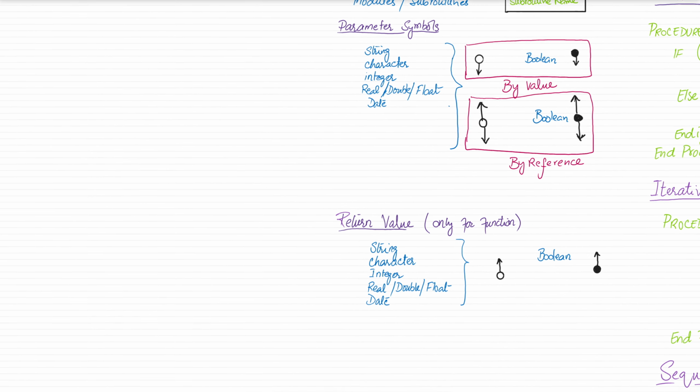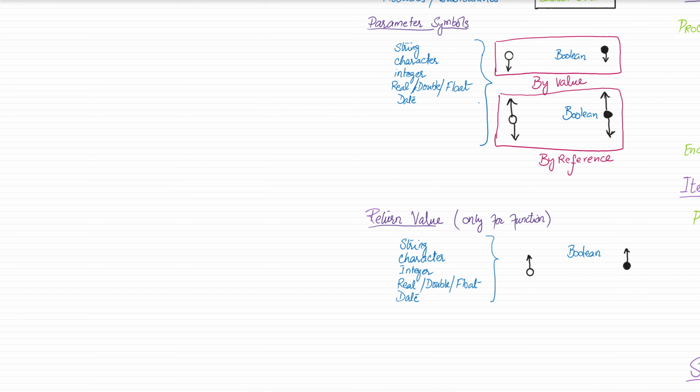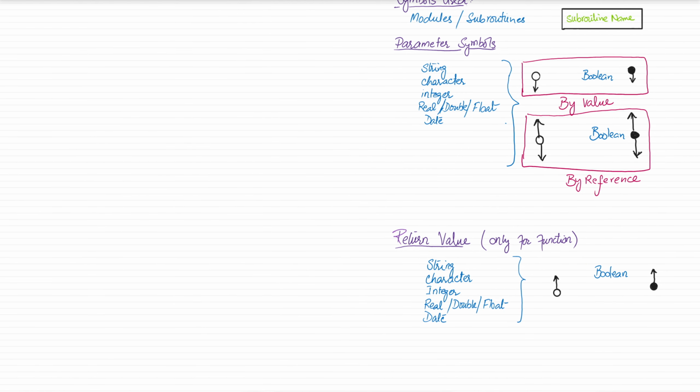So now we know that functions are the subroutines that return a value. So the return value goes upwards, okay? If it's any other data type than Boolean, it will be an empty arrow. If it's a Boolean return value, it will be a filled-in arrow, okay? So is this clear?